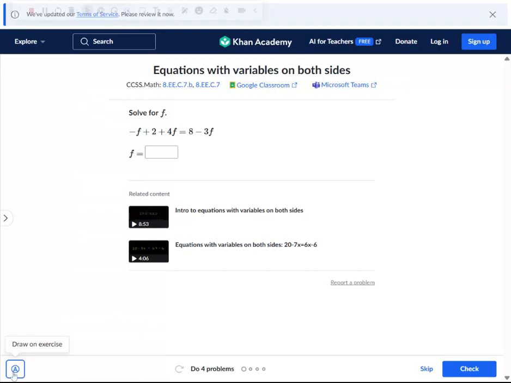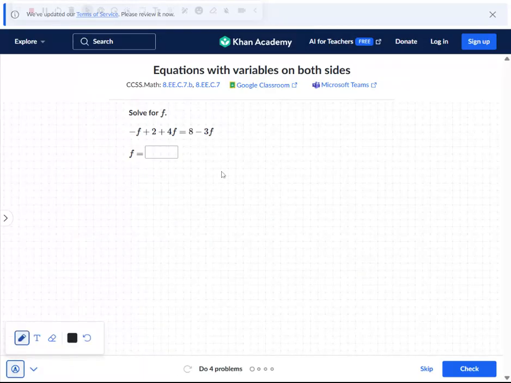Once you're in Khan Academy, there is a draw feature, so we're going to be using that today. Wanted to point that out, just a heads up that you guys can use it as well.